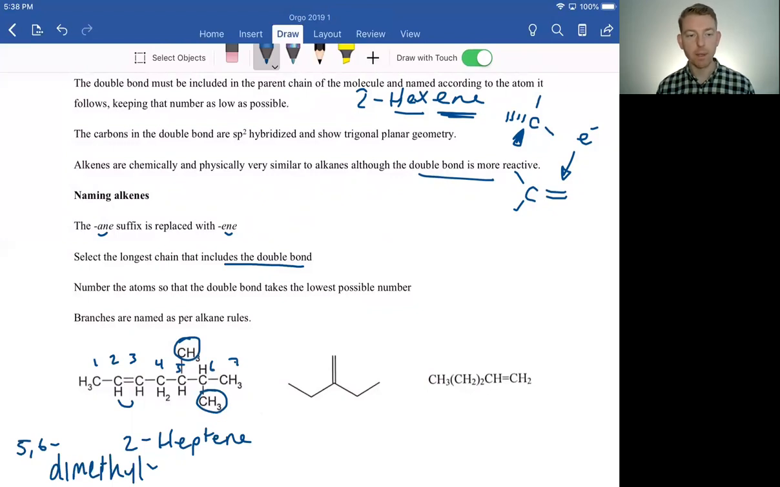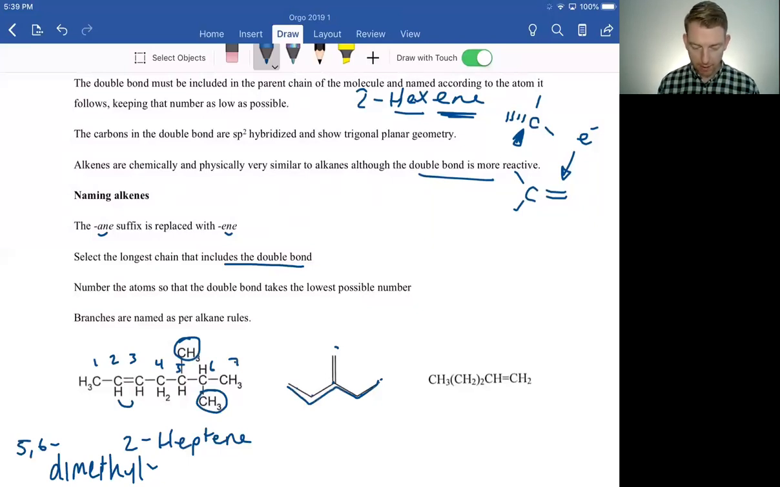2-heptene, okay? So 5,6 dimethyl 2-heptene would be the correct full name for that molecule. All right, so looking at example number 2 in the middle of your page, we can see we got 1, 2, 3, 4 up to the top, or 1, 2, 3, 4, 5 if we go along the bottom. But that chain along the bottom doesn't include the double bonds, so we can't include that as the parent chain.